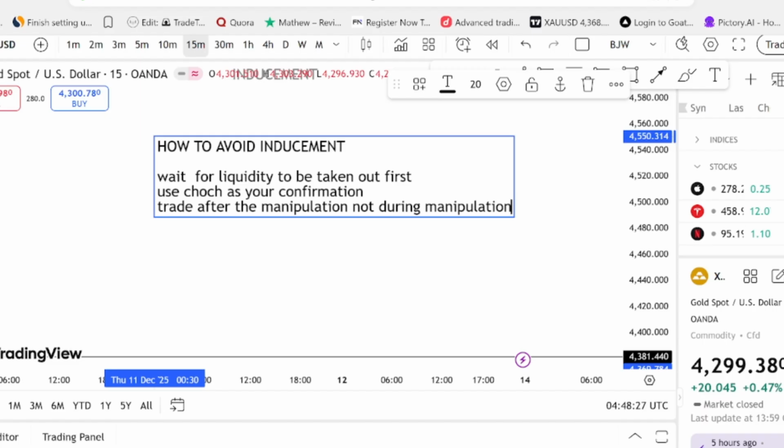So you also want to avoid trading during manipulation. The next one right here is using higher time frame bias, which is very important. Using higher time frames is like using the 1 day and 4 hour time frames. If you're using the 1 day and 4 hour time frames, you clearly see your structure very well.